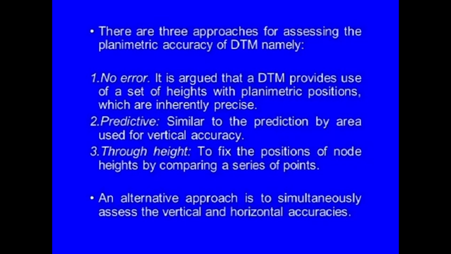There are three approaches for assessing the planimetric accuracy of a DTM, namely no error. It is argued that a DTM provides a useful set of heights with planimetric positions which are inherently precise. Then we may have the predictive approach, that is similar to the prediction by area used for vertical accuracy, through height to fix the positions of node heights by comparing a series of points. An alternative approach is to simultaneously assess the vertical and the horizontal accuracies.